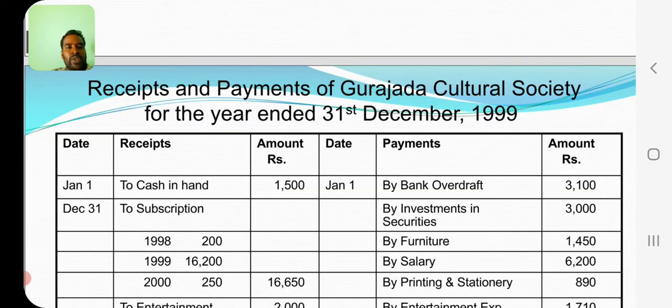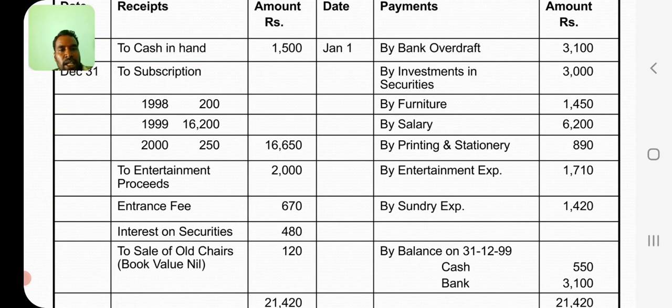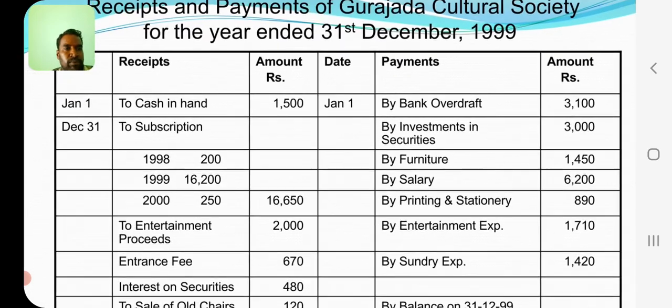So illustration 2 here, receipts and payments of Gurajada Cultural Society for the year ended 31st December 99. January 1st, see here, to cash in hand 1,500, subscription 98, 99, 2,000, 200, 16,200, 250. Total is 16,650. Entertainment proceeds 2,000. Entrance fee 670. Interest on securities 480. Sale of old chairs 120. Book value is nil.